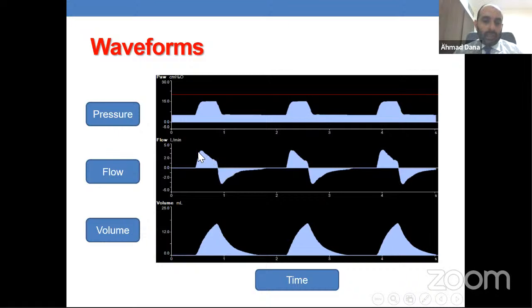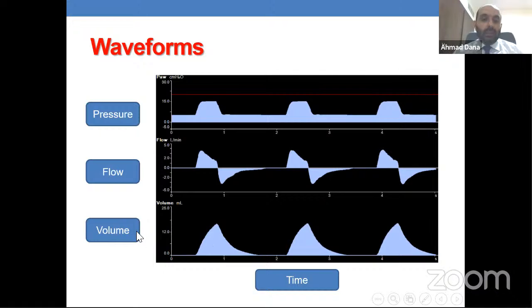Just to understand, the area under the curve here is the volume during the inspiration. It should be equal to the area under the curve in the expiratory time. So this volume is equal to this volume. If there is a leak, this area will be less than this area, or this area will be bigger than this one, just to understand it.